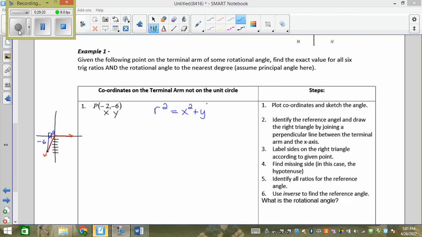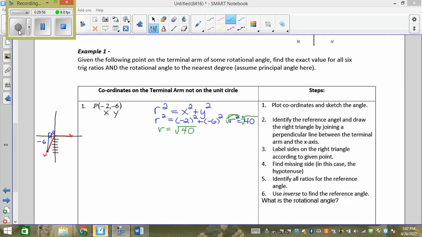So the first thing I have to do is find that r. I'm going to get, and don't write huge because you're going to have to fit it in here, r squared equals -2 squared plus -6 squared, which is 4 plus 36, which is 40. Then we have to square root. Whenever we take the square root of anything, plus or minus. R is the radius. Can a radius ever be negative? No, it's a standard of measurement. So we have r equals root 40.